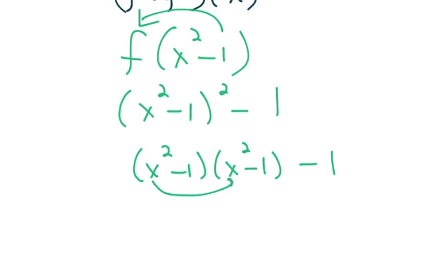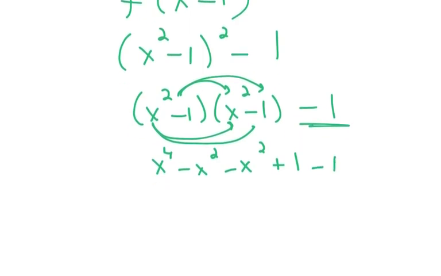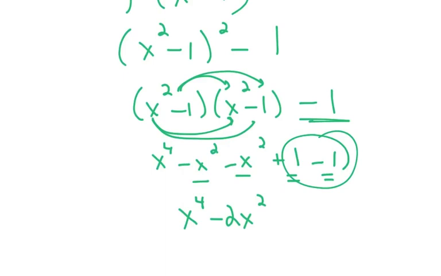And then I'm going to do distribution. I get x to the 4th minus x squared plus 1. And then there's another minus 1 out here. These are like terms. These are like terms. I get x to the 4th minus 2x squared. These end up canceling and becoming 0.